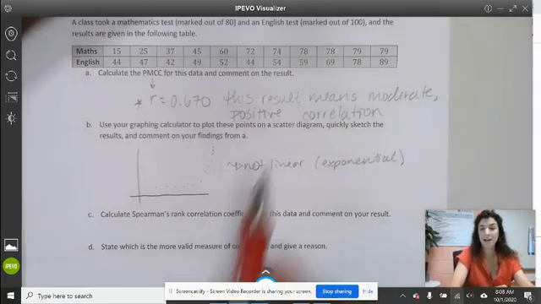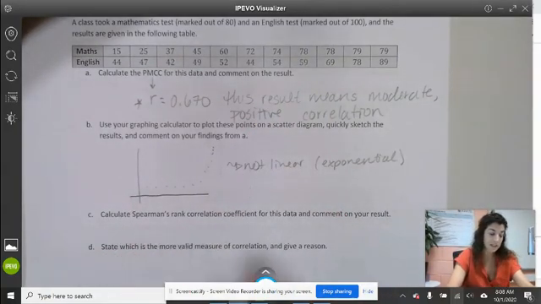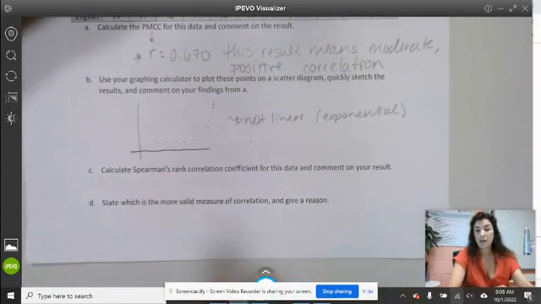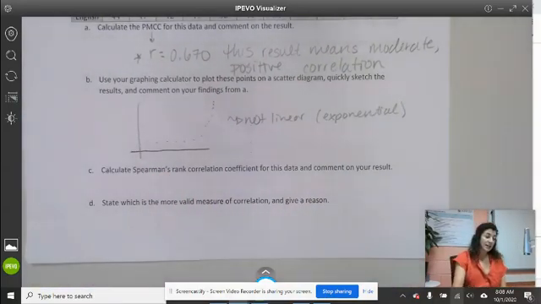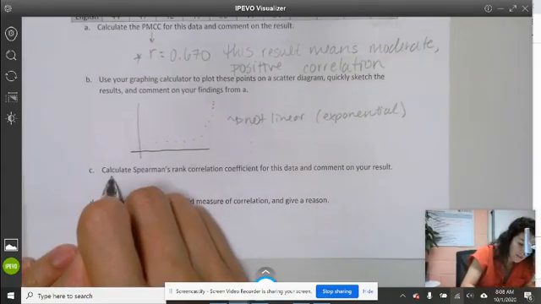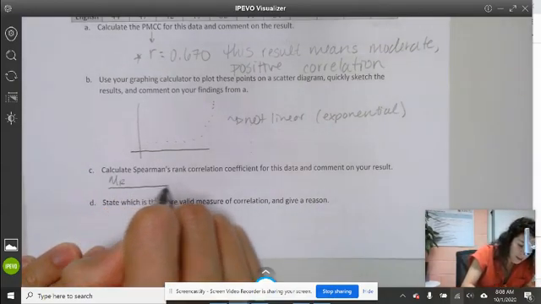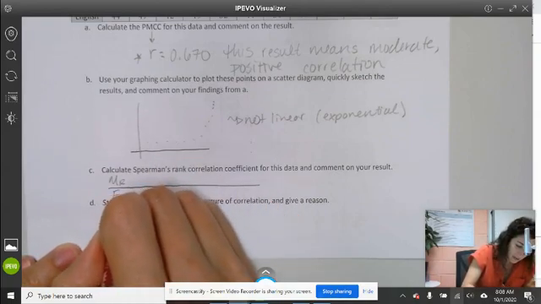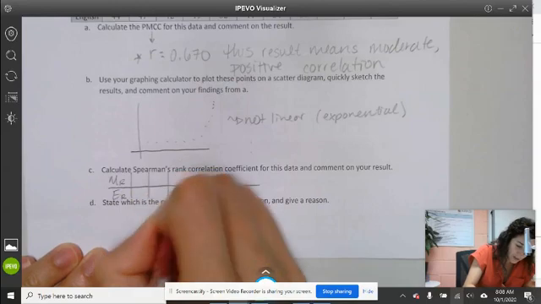Since this is not linear, we cannot use the result that we got from Pearson's, and so now we need to calculate the Spearman's rank correlation coefficient and then comment on what we found. I'm going to go ahead and rank my math scores. Sorry, you don't have a lot of space. And then rank my English scores.